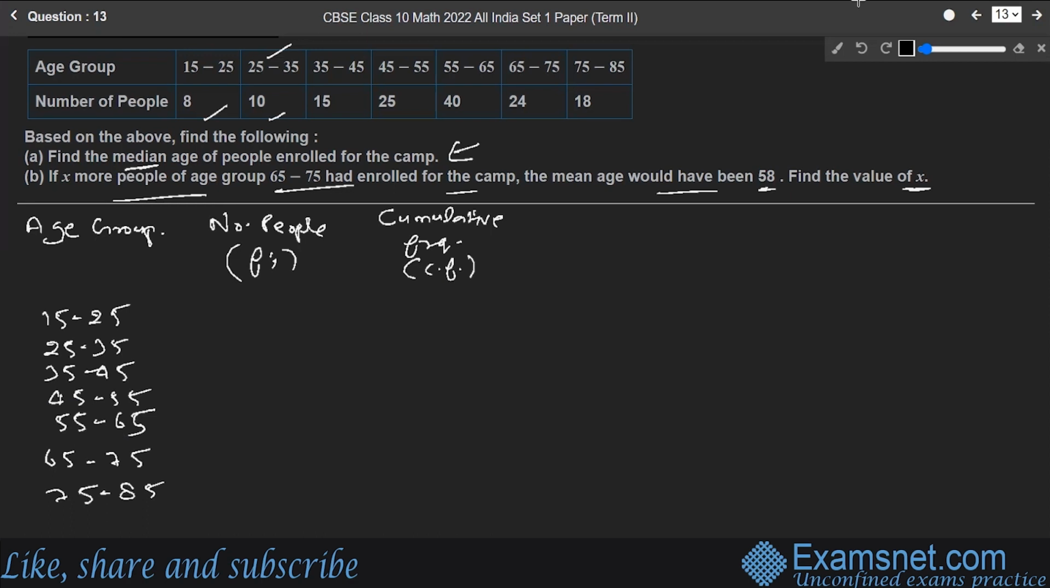Let us write the frequencies value. First value is 8. All these values are already given. 8, 10, 15, 25, 40, 24, and 18. These are the values already given.